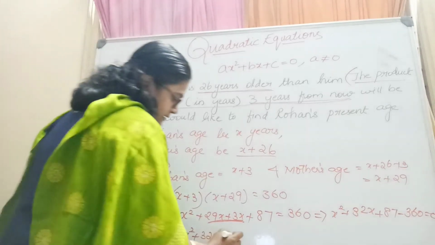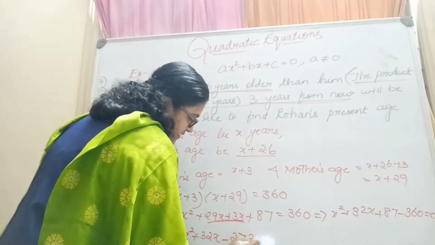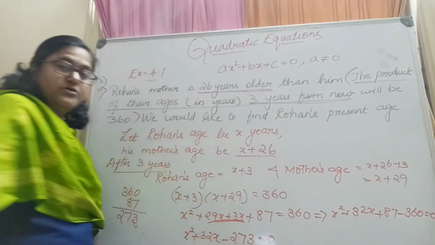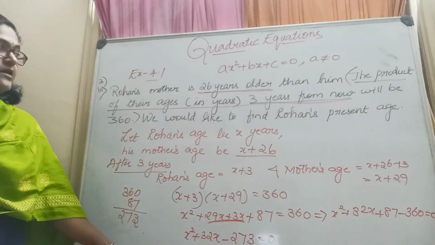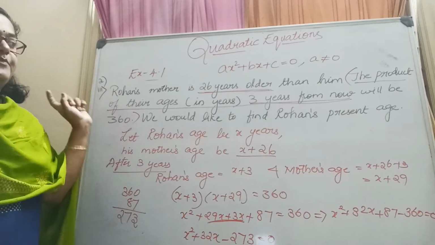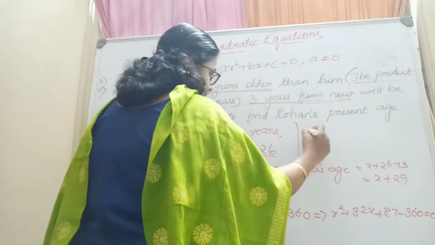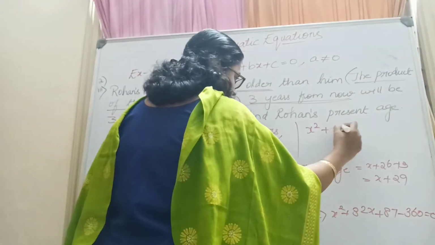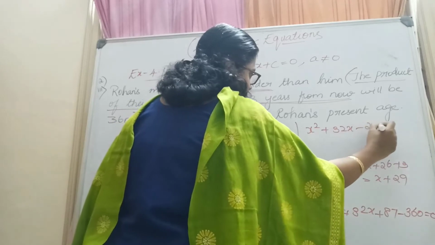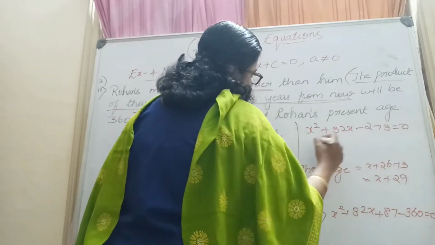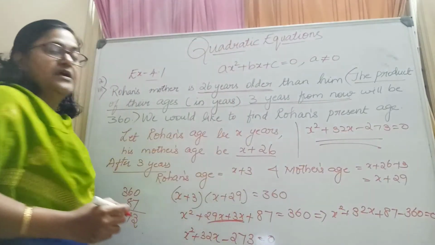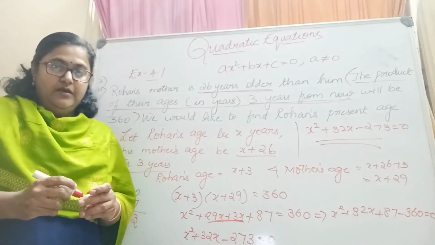So it is 273 is equal to 0. So this is the quadratic equation for the given statement. Okay, I'll write it here if it is not visible. Once again, x square plus 32x minus 273 is equal to 0 is the equation for the given statement.